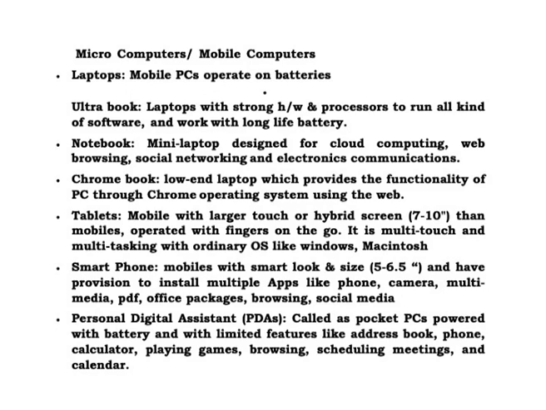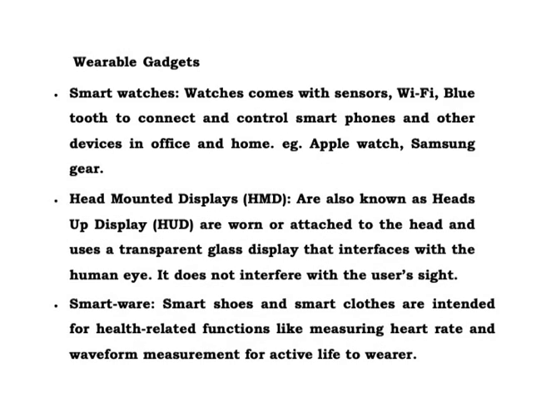Microcomputers and mobile computers. Of course, we know they are laptops which we can take anywhere, and they are mobile PCs which operate on batteries: ultrabooks, notebooks, Chromebooks, tablets, smartphones and personal digital assistants. All these have advanced software and they work on the network and electronic communications. Okay, wearable gadgets, smart watches. Watches come with sensors, Wi-Fi, Bluetooth to connect and control smartphones and other devices in office and home. Example, Apple Watch, Samsung Gear, etc.